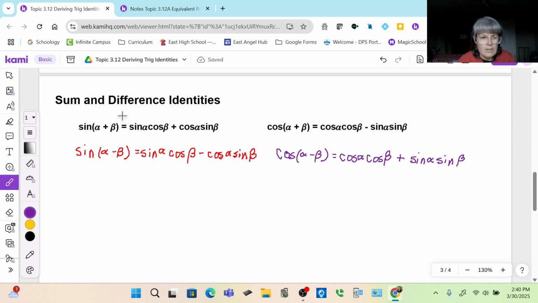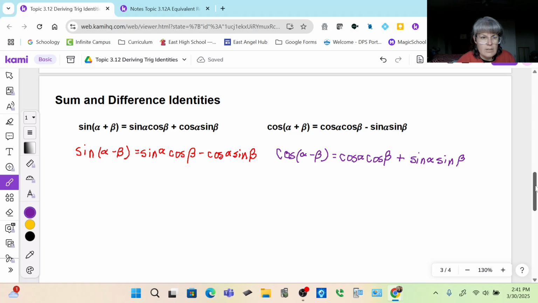So sine alpha plus beta is sine alpha cosine beta plus cosine alpha sine beta. When it's the difference, we just replace that plus sign with a minus. For cosine alpha plus beta, it's cosine alpha cosine beta minus sine alpha sine beta. When we want the difference, we still have cosine alpha cosine beta, but now it's a plus sine alpha sine beta.